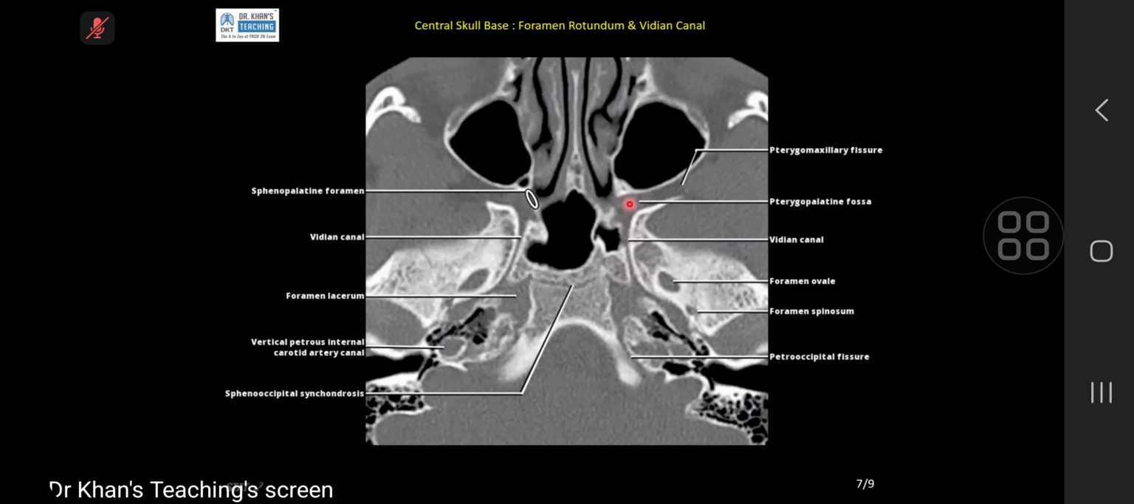This is the pterygopalatine fossa, which is posterior to the maxillary sinus. Here, it communicates with the superior meatus of the nasal cavity, and laterally, it communicates with the masticator space. We will come back to this anatomy once again, but I want to take you back.